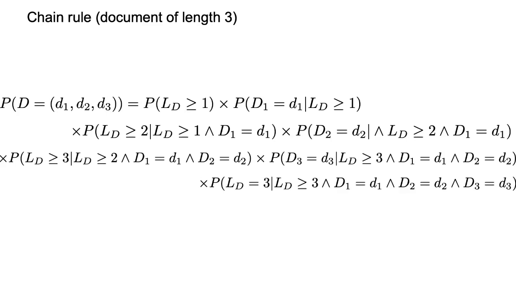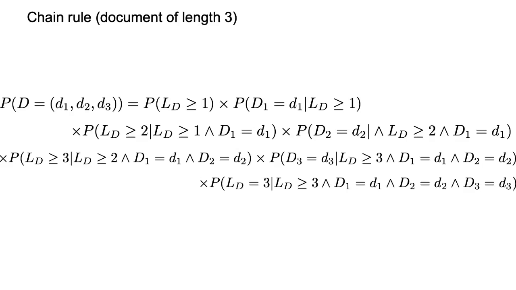This formula here says the probability that the length of D is bigger than 1 times the probability, conditioned on the fact that the length of D is bigger than 1, that D1 equals D1. This is the same as the probability that the length is greater than 1 and D1 equals D1. Right? That's just the chain rule. Who remembers it? All right. So, for example, the probability that there are clouds and that it rains is the probability that there are clouds times the probability that it rains conditioned on the fact that there are clouds. That's the chain rule. And now I'm just using the chain rule over and over and over again. That's all I'm doing.